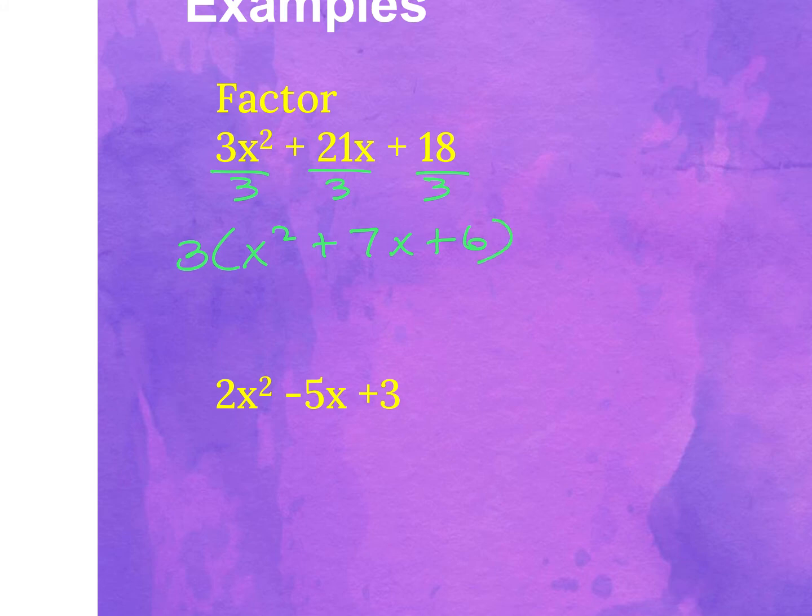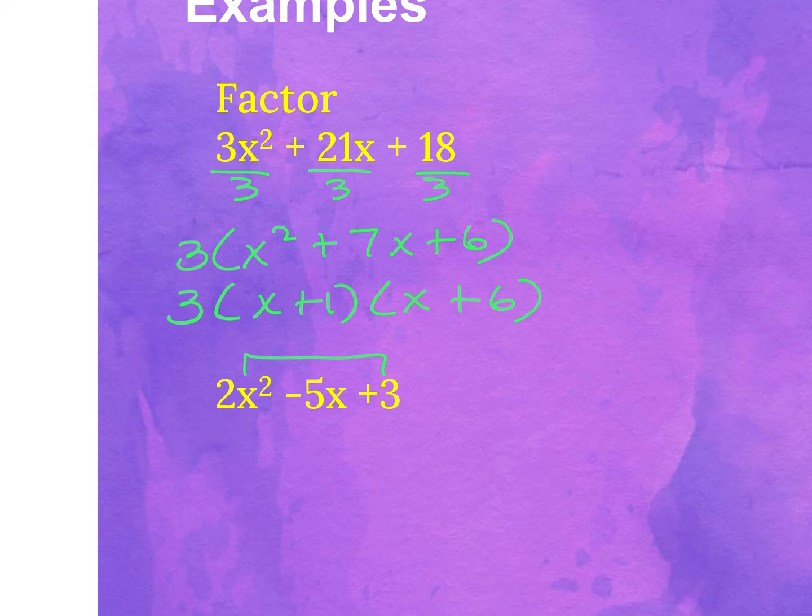Factors of 6 that give me 7, and that's going to be 1 times 6, because 1 times 6 equals 6, and 1 plus 6 equals 7. So here, x plus 1, x plus 6. And there's your answer. Do not forget about the GCF. You need to make sure that you're putting it in front of your answer. Yes?